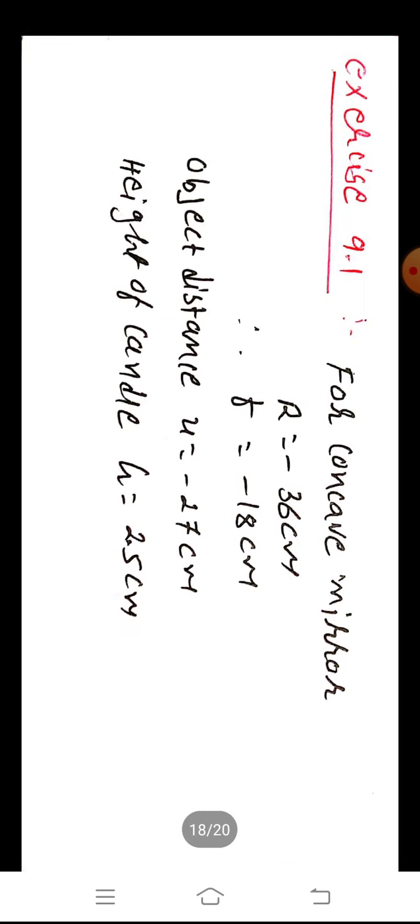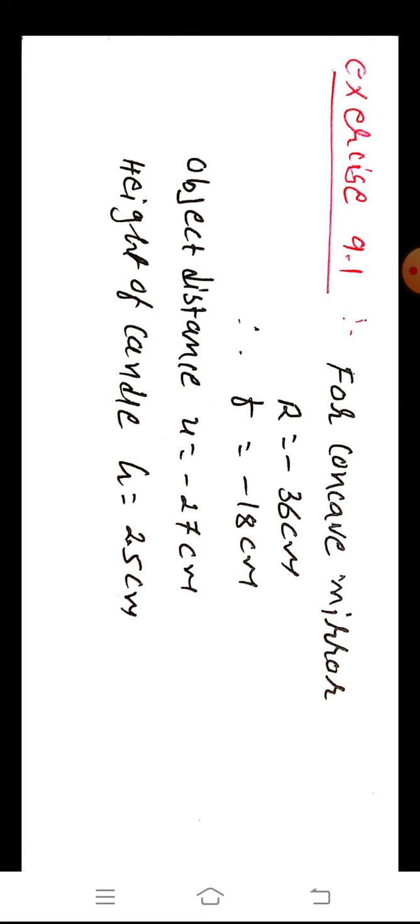Initially, for the concave mirror, we can say radius of curvature is minus 36 centimeter. That's why the focal length, which is half, is minus 18 centimeter. Object distance is given as 27. According to the sign convention, u is equal to minus 27 centimeter, and the height of the candle is given as 2.5 centimeter. Remember friends, once again, that for the quantity we have to calculate, we never apply the sign convention.